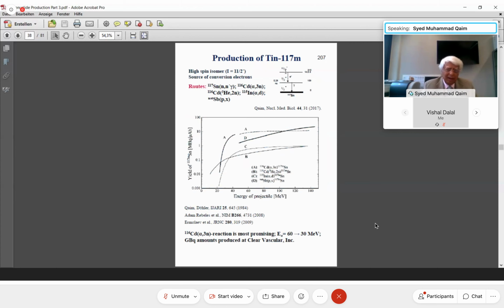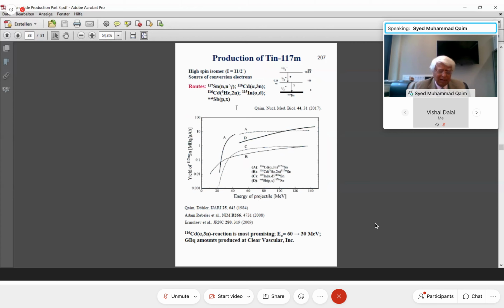Now, tin 117m can be produced in a nuclear reactor through the (n,gamma) reaction. But the problem is the specific activity is very low. Tin 116 (n,gamma) tin 117m, specific activity is very low. One can also produce it through tin 117 (n,n' gamma), where one has a bit higher specific activity, which means epithermal neutrons and (n,n' gamma). But the best way is to have charged particle induced reactions.